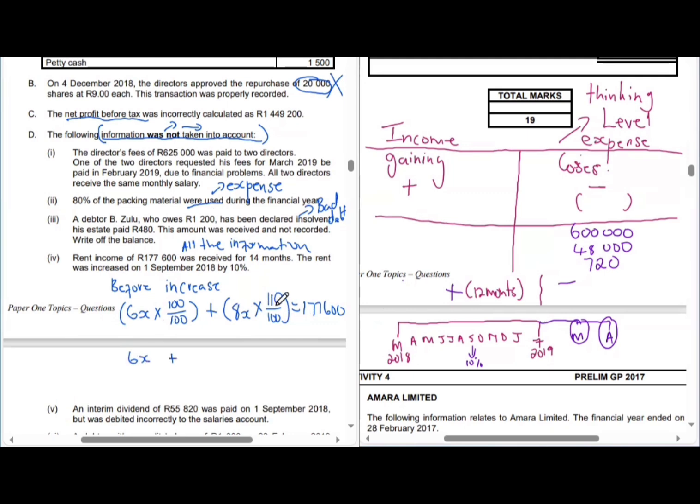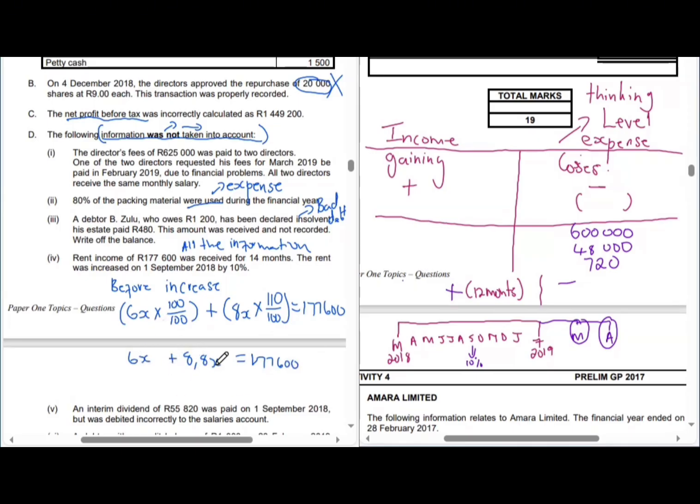8x multiplied by 110 divided by 100 equals to how much? Equals to 8.8x. 8.8x equals to what? This amount. And then equals to 177,600. And then guys, we need to gather all the like terms. 6x plus 8.8x are the like terms.